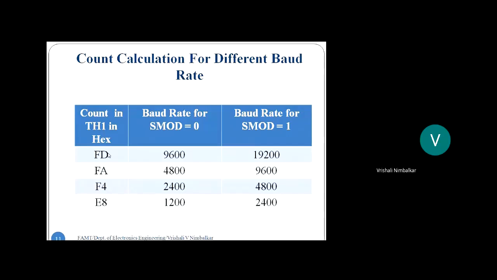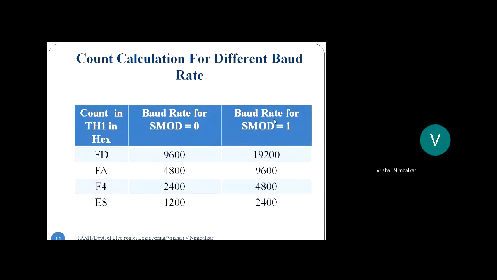So recently we calculated that for 9600 baud rate, when SMOD is 0, the count came as FD. Now if I load the same count, FD hex, and set the SMOD bit, then I get the baud rate of 19200. Correct. So with this FD count, SMOD bit 0, the baud rate is 9600, and if I set SMOD, I get double the baud rate. That is what I want to tell you all.